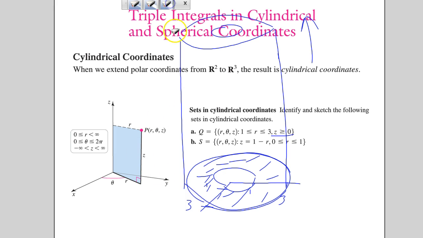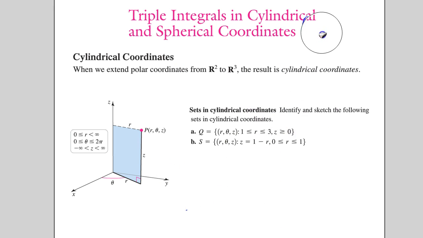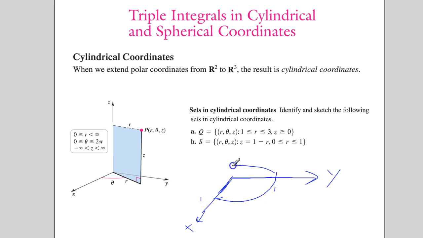Alright, so there's what A would look like. And then B, if you read B, it says z equals 1 minus r, and r is between 0 and 1. So just like before, it's not telling us theta, so we just assume theta runs the gauntlet from 0 to 2 pi. And again, there's x and y, and r is going to go from 0 all the way up to 1. So let's say there's 1, there's 1. So we're going from there to there, and we're rotating all the way around. But now z, the height, is 1 minus r.